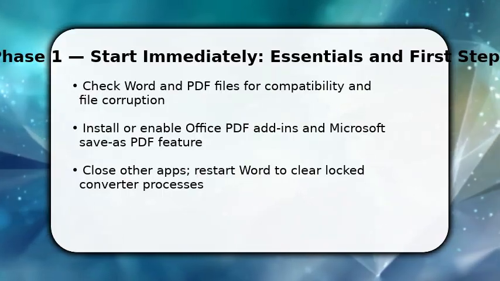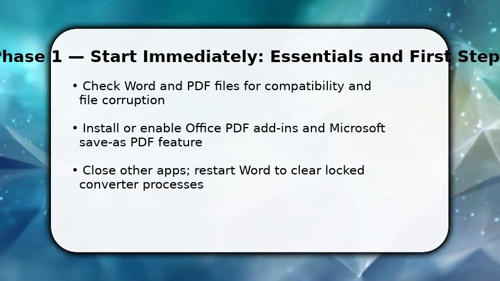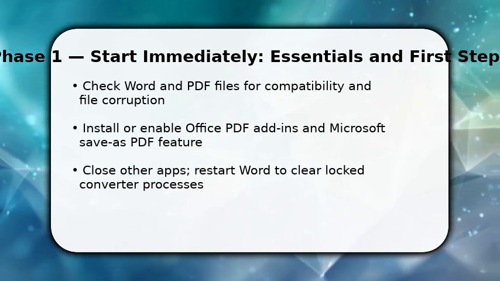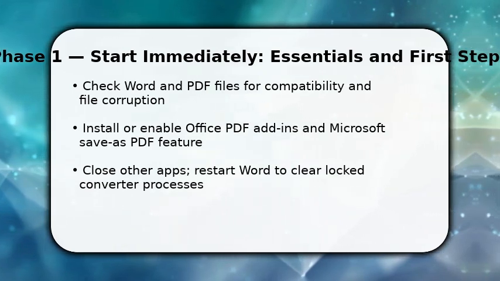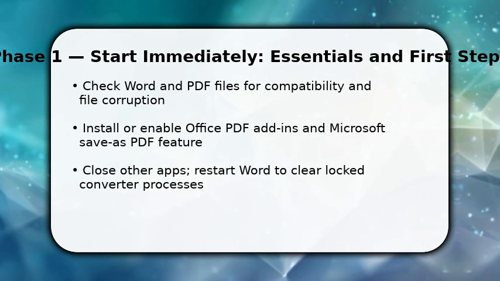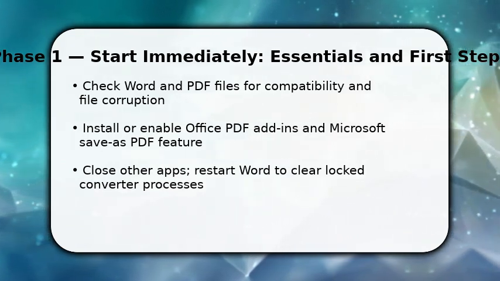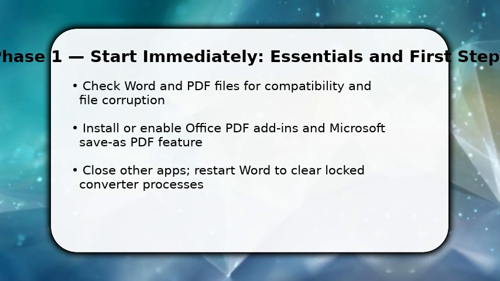You start by verifying the files and environment so the converter can run. Open Word, then one problematic document. Check for embedded objects or unusual fonts that can break conversion. Once done, make sure Office has the PDF export add-in enabled and that no older third-party converters are conflicting.